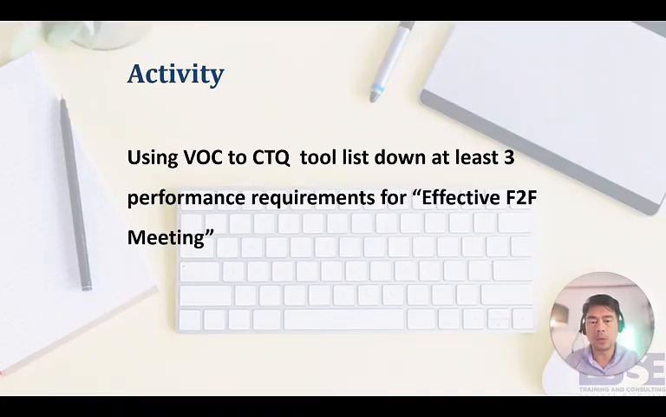Using the VOC to CTQ tool, list down 3 performance requirements for an effective face-to-face meeting. I'll give a context for this activity. Imagine you are running a meeting for a client. You could be an event organizer, and your client requested that he or she wants an effective face-to-face meeting. That's a bit ambiguous. Using the VOC to CTQ tool, how would you translate effective face-to-face meeting? I would suggest you pause the video now, spend 1 to 3 minutes and write down what you think would be an effective face-to-face meeting. And once you're ready, you can proceed to the next slide.